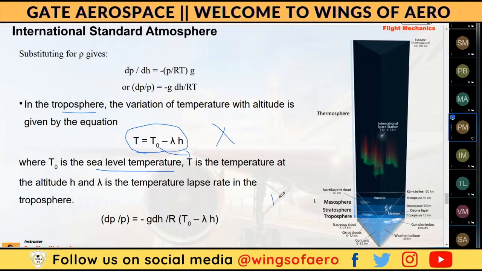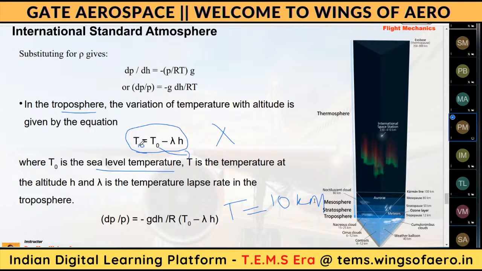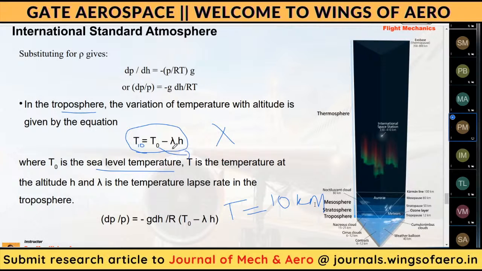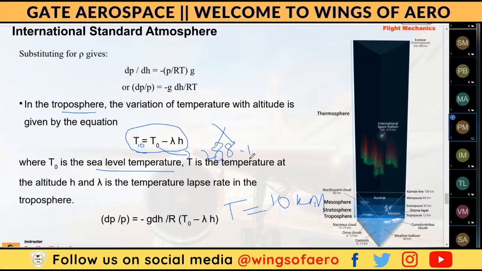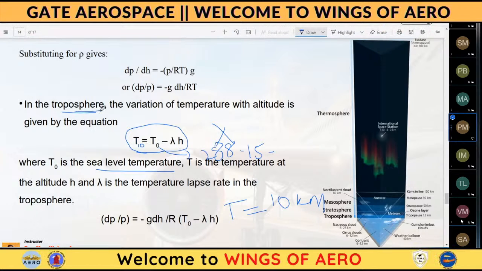Suppose I want to calculate the temperature at 10 kilometer altitude, so I have to use T10. T10 can be calculated with T naught minus lambda H. So T naught is 288.15 minus lambda, suppose you are calculating in the troposphere region.